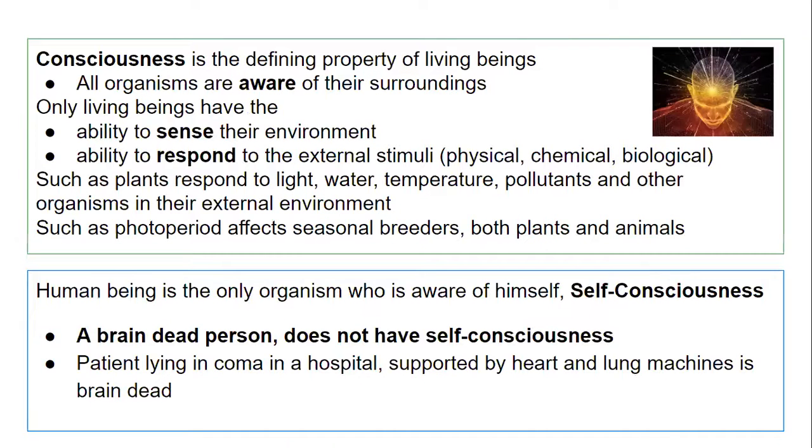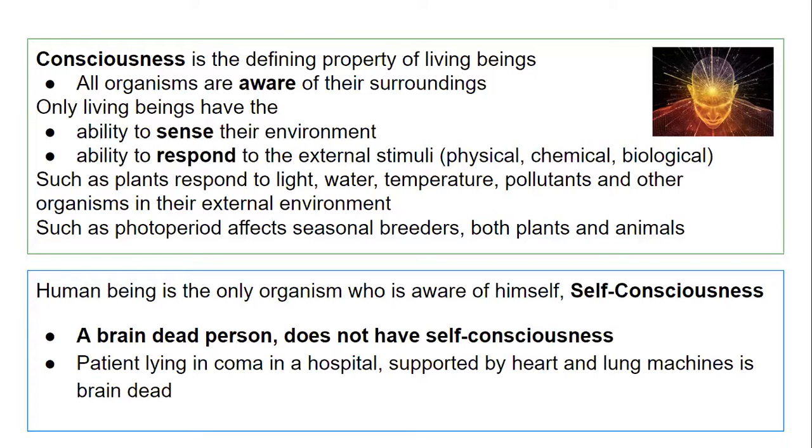Then third is interaction, consciousness. Consciousness just means awareness. Awareness means you have the ability to sense the environment, be it the internal environment in your body, where your cells would be sensing their environment, or be it external things outside your body. And the second part of consciousness, or interaction, is having the ability to respond to external stimuli. External stimuli can be physical, chemical, or biological.